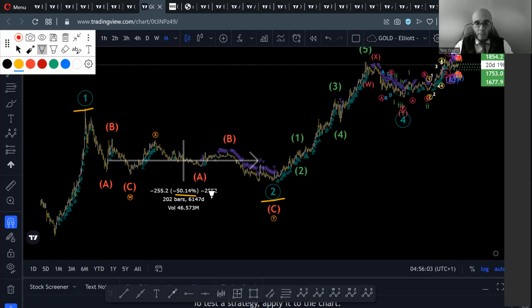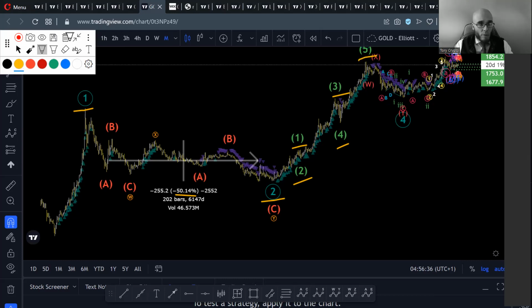can take years. Here it was 6,147 days. So I let you figure out how many years that makes, but that's a very long time. And once you bottomed with wave 2, we did get an impulse wave up. So 1, 2, 3, and 4, and up here, wave number 5.